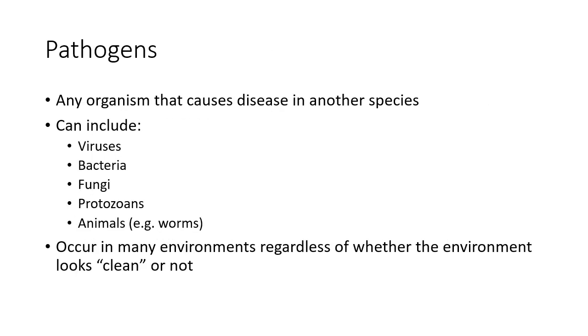All right, so that's all we're going to talk about human health impacts for this PowerPoint. But again, revisit the old PowerPoints to see the negative health impacts of all the various pollutants that we've talked about. Let's start talking about pathogens. So a pathogen is any organism that can cause disease in another species. Those can include viruses, bacteria, fungi, protozoans. So those would be protists, such as malaria, and then some animals. These can occur in many environments, regardless of whether the environment looks clean or not. And let's talk about some of these pathogens.